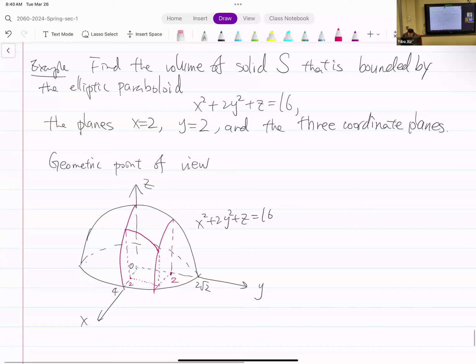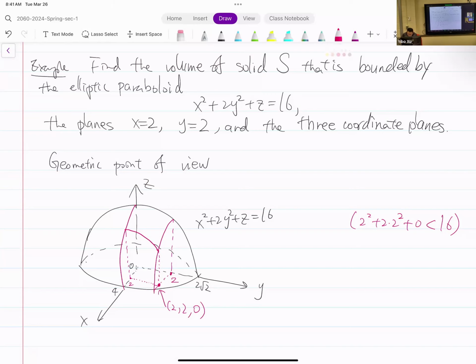Right. Now, basically, there's an intersection right here, which is (2, 2, 0). And basically, we can just plug in to see if this (2, 2, 0) is within the solid or not, right? So basically, 2 squared plus 2 times 2 squared plus 0 is 4 plus 8, which is 12, less than 16. Okay. That tells you, okay, this corner right here is actually within the ellipse at the bottom.